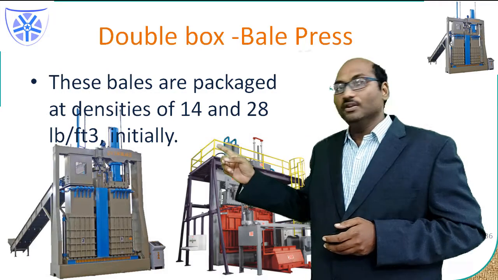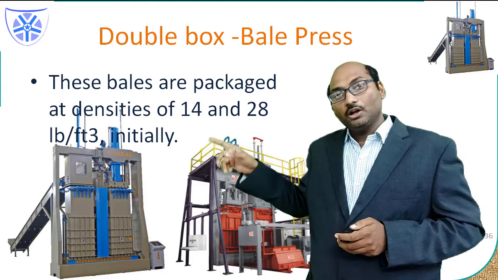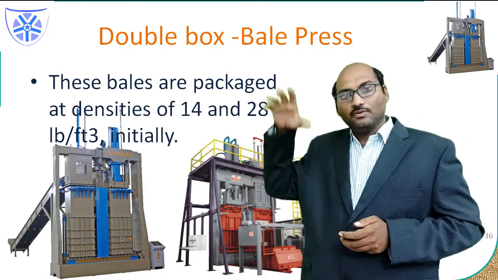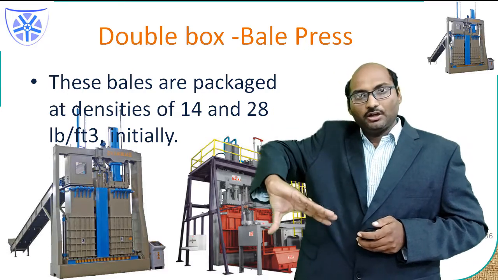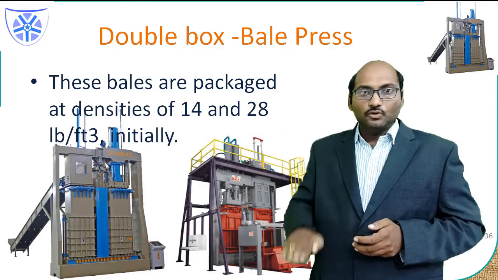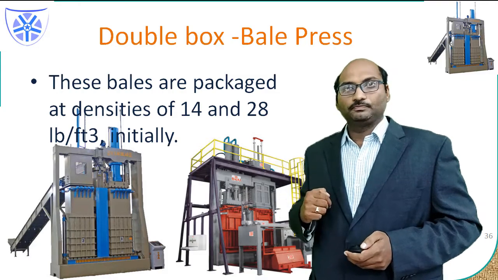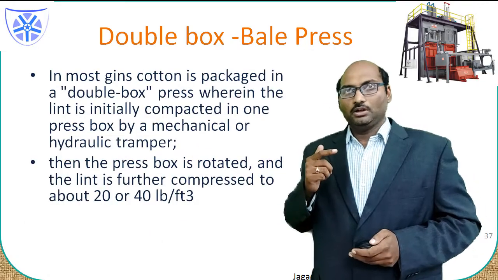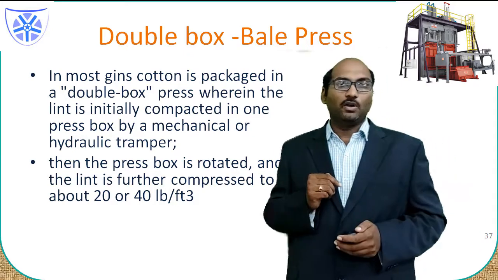If you see in this photo, there are two containers or cylinders. The first one will be the initial compression, then the machine will rotate, and the final compression will take place. There itself, the bale will be packed and then come off. So, in most of these gins, the cotton is packaged with this double box press.